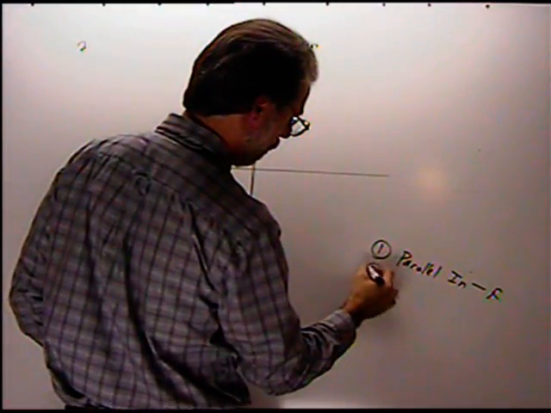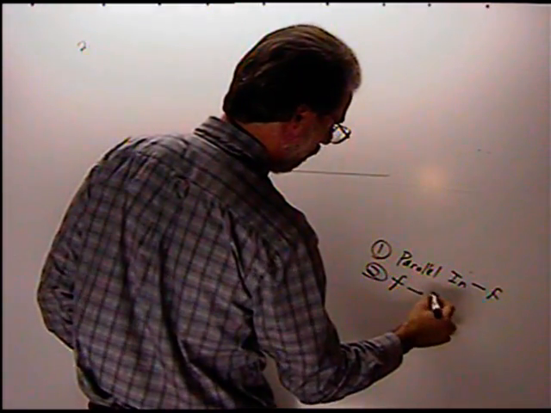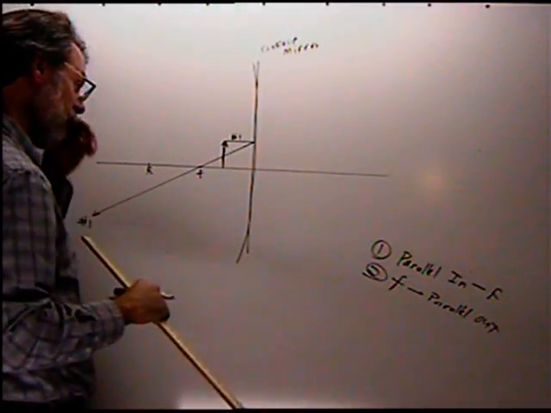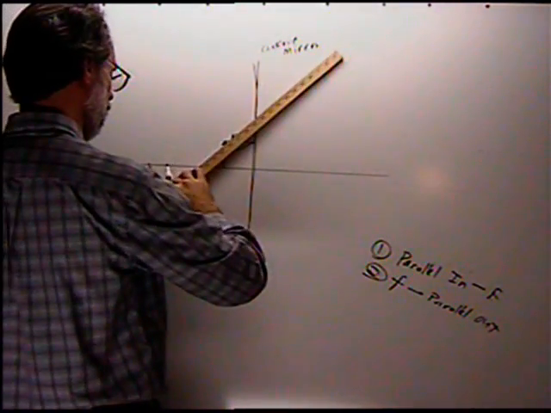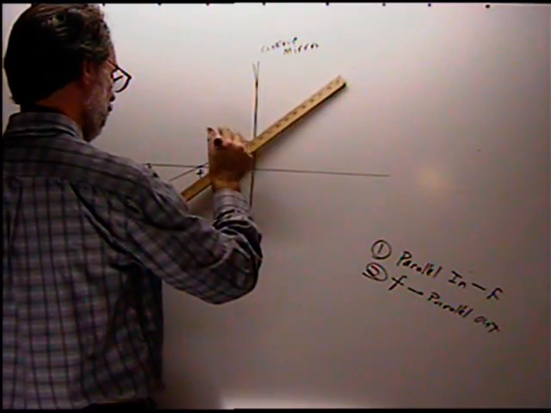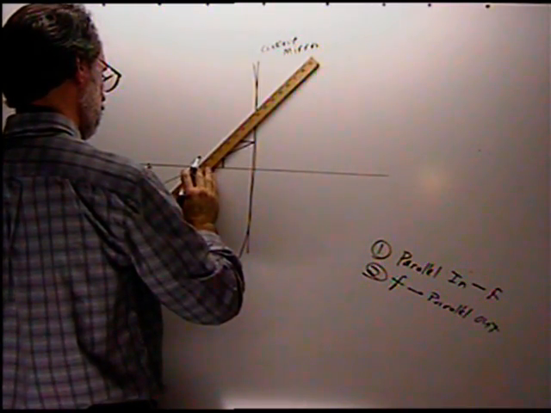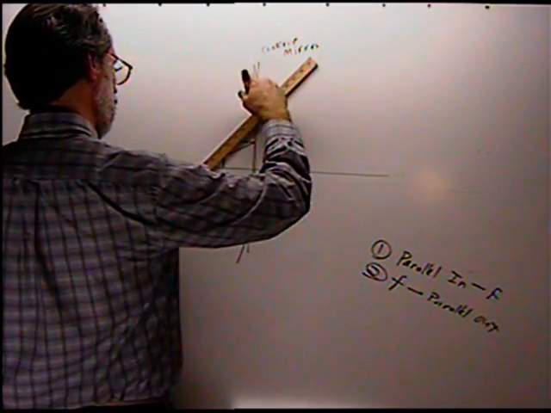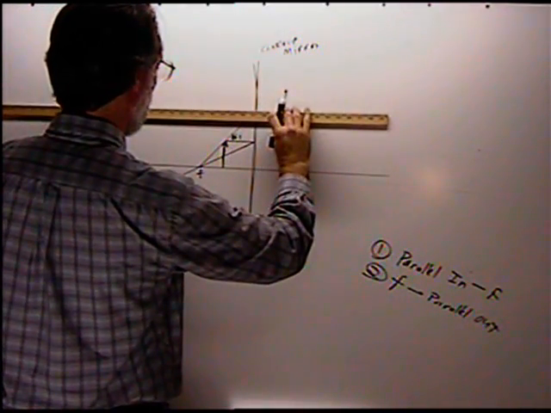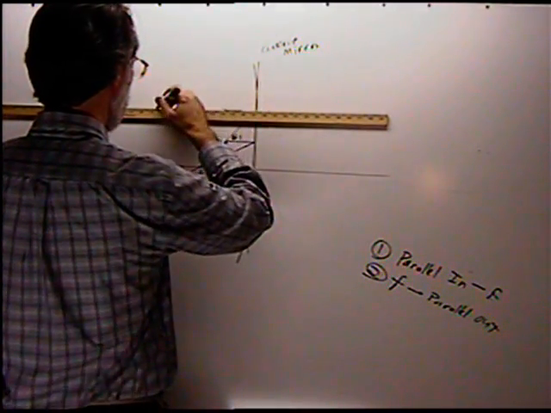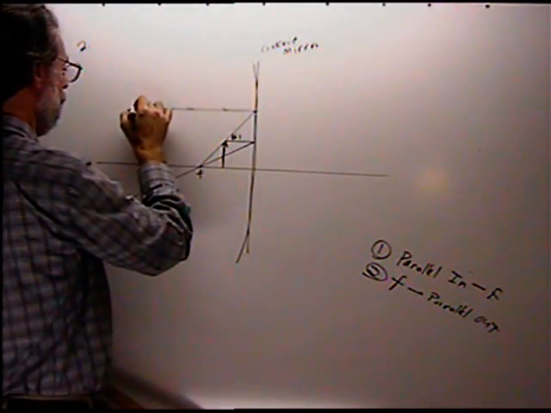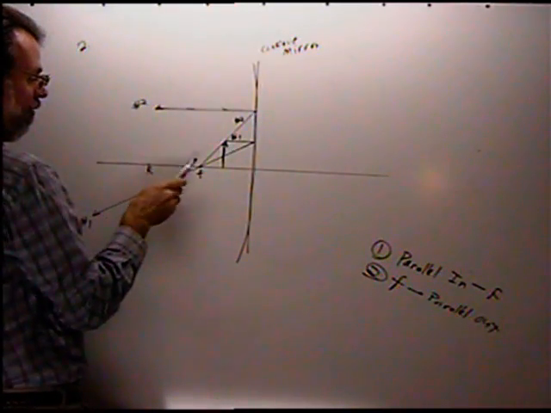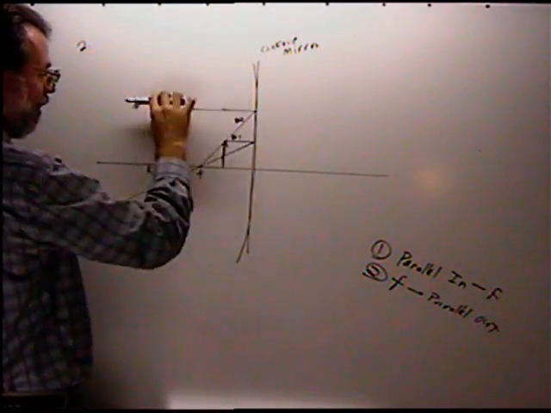Number 2. Okay, through the focal point and then parallel out. Okay, so we go through the focal point to the top of the object, and that would be like that, and parallel out. So it's going to hit there and come out parallel. So there's ray number 2. Okay, through the focal point to the tip of the object and parallel out.